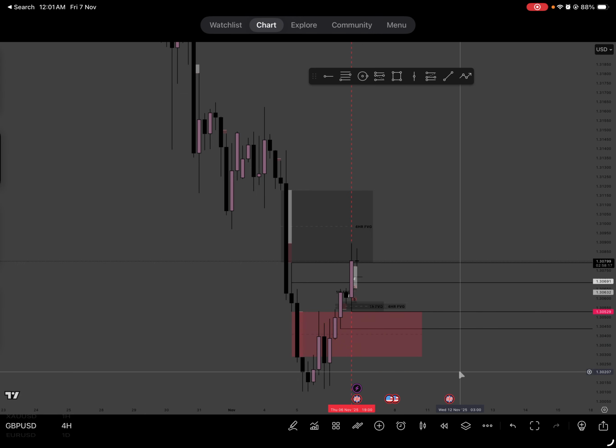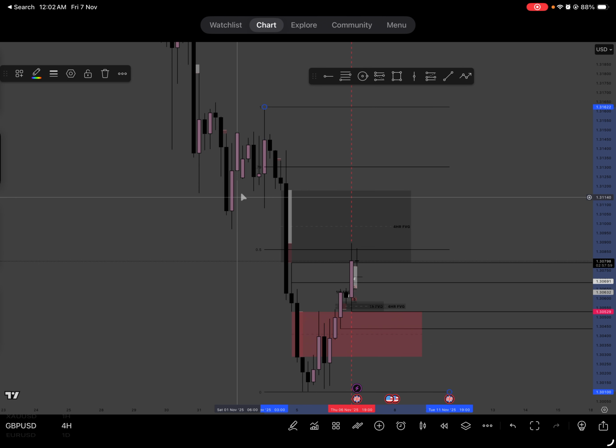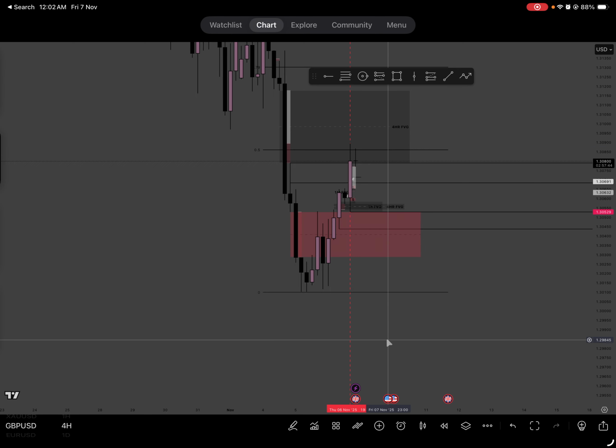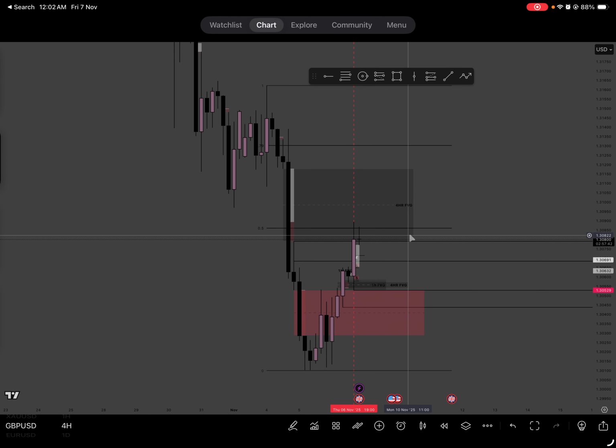But it is a sign that, hey, we are probably ready to make that leg up now into this 4 hour unmitigated fair value gap, which I talked about yesterday, right? Because I talked about that if we draw the fib from these highs to these lows down here, we can see that equilibrium is within this 4 hour fair value gap. So, it could be a way for price to balance itself out before making a whole another leg down again, right? Because we're just following the high time frame trend, right?